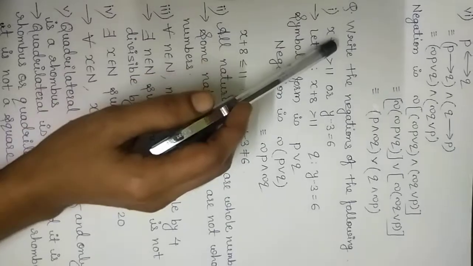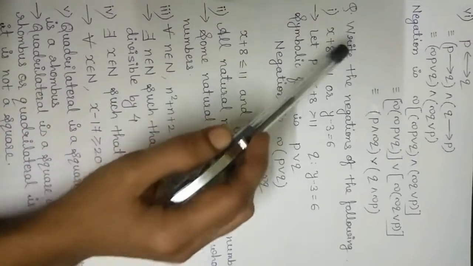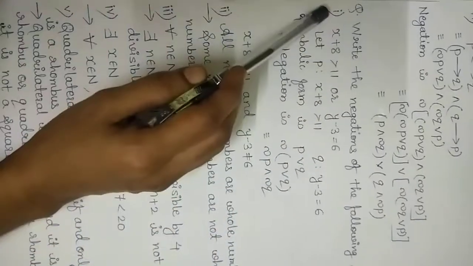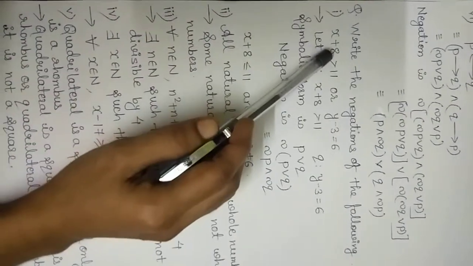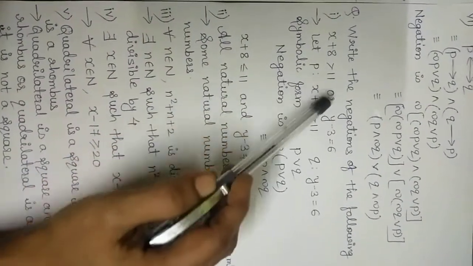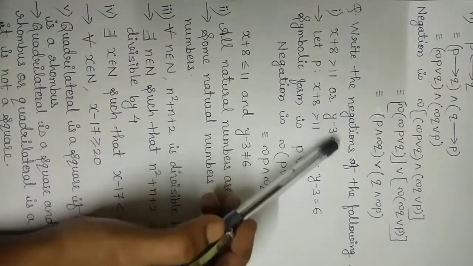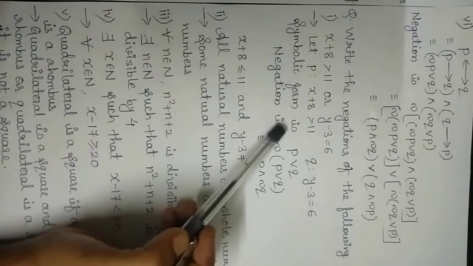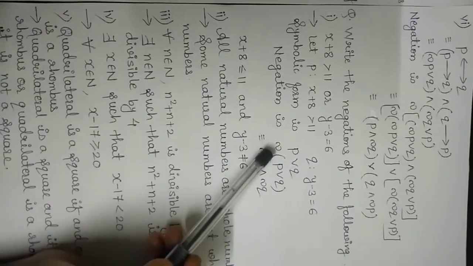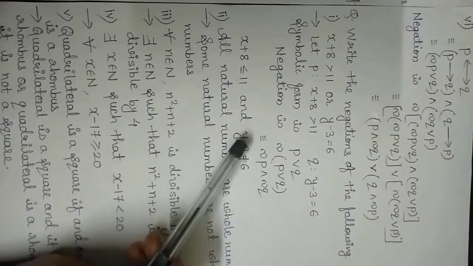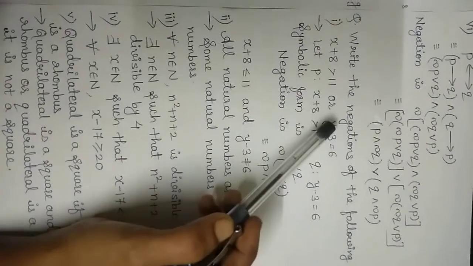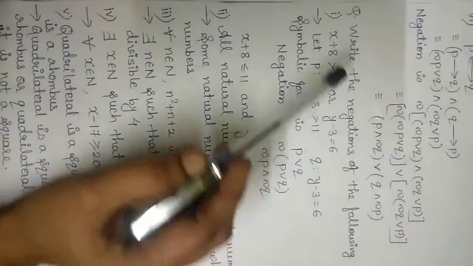Now suppose the statements are like this. Write the negation of the following. First one: x plus 8 is strictly greater than 11, or y minus 3 is equal to 6. First we will write this in symbolic form, find the negation for that, and then write the final answer in the form of a statement, because the question is given in the form of a statement.